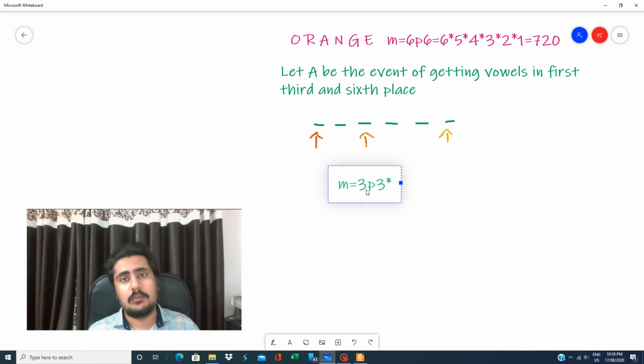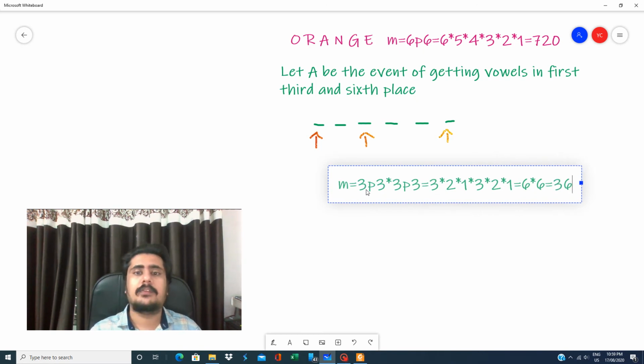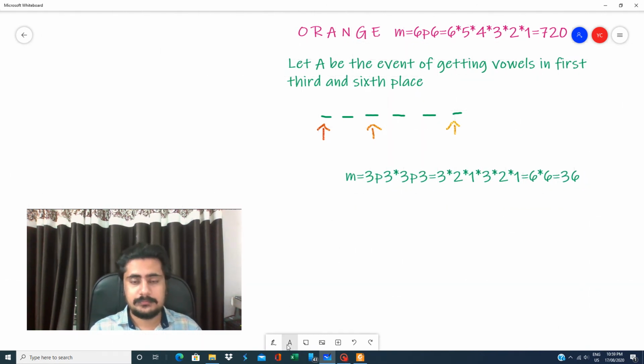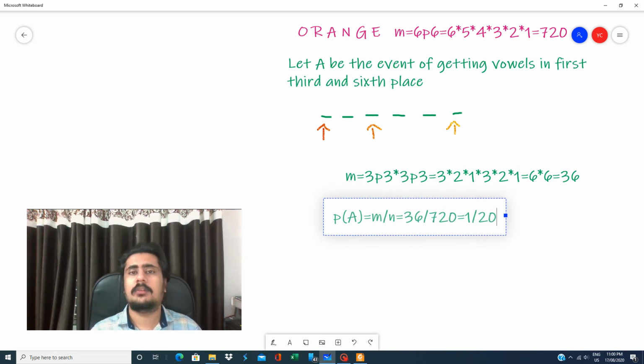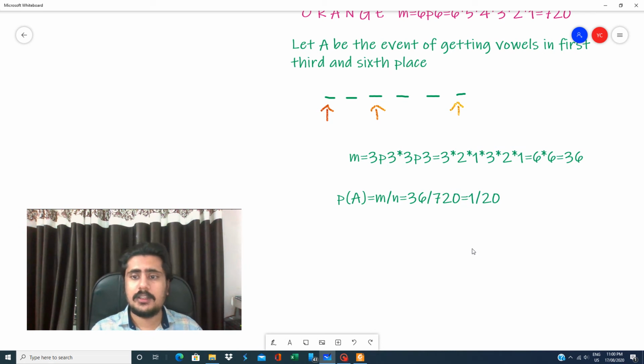Now, what letters are left? There were a total of six letters. Three we have done, three are left and three places are left, so the rest is also 3P3. So your answer is 3 into 2 into 1 into 3 into 2 into 1, which is basically 6 into 6, that is 36. So your probability is m upon n, 36 upon 720, that is 1 upon 20.